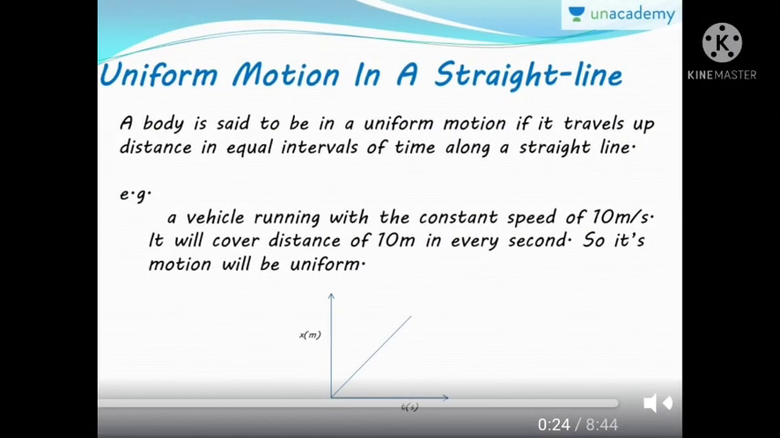Uniform motion in a straight line. A body is said to be in uniform motion if it travels equal distances in equal intervals of time along a straight line. For your reference, see the below example.